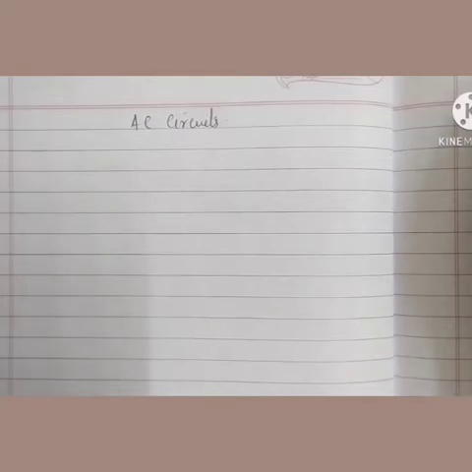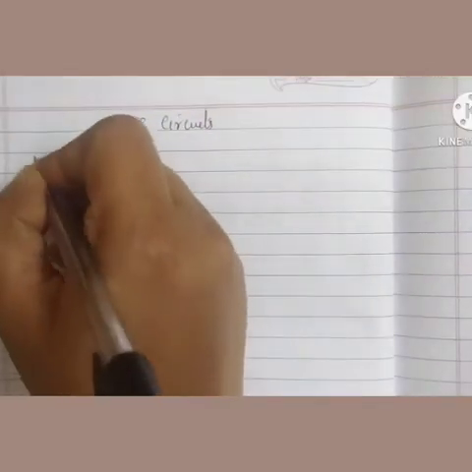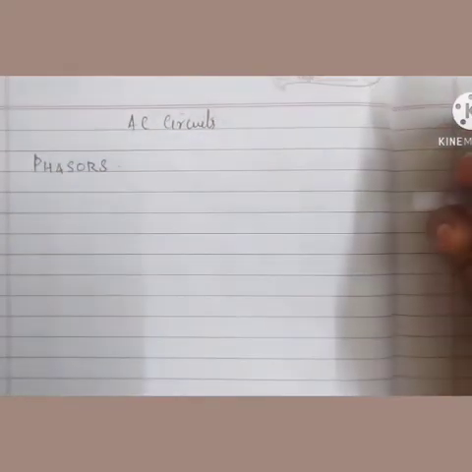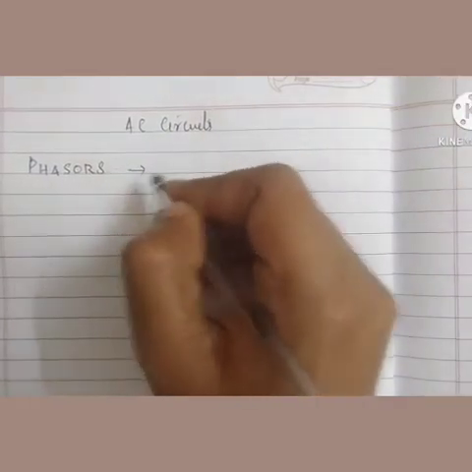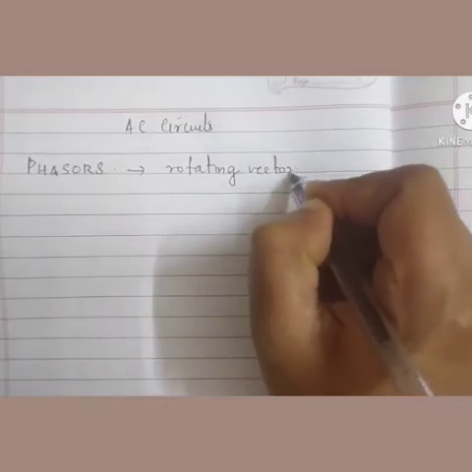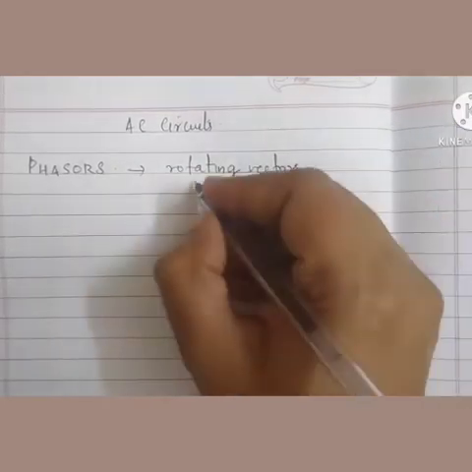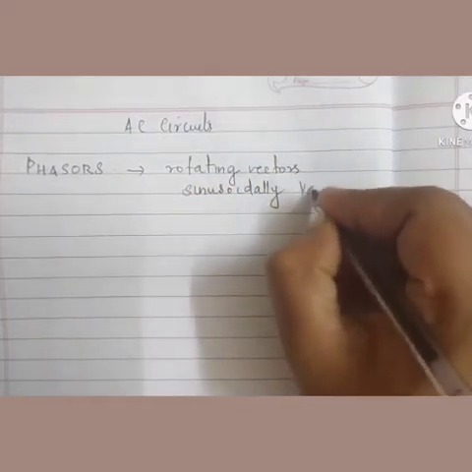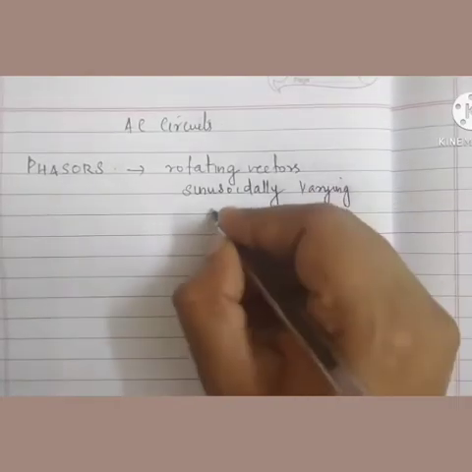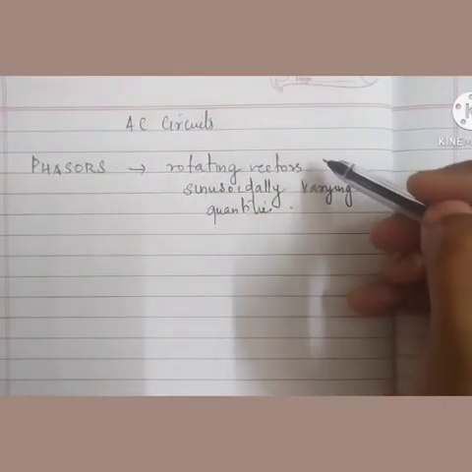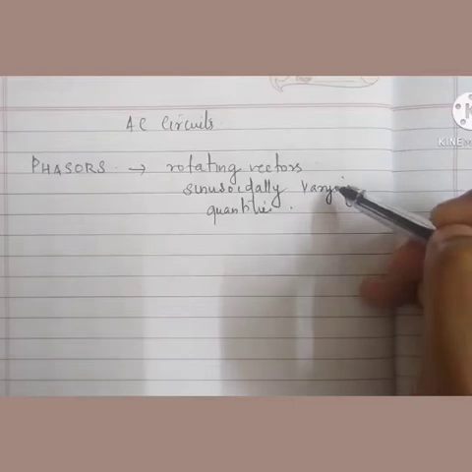So before moving to that portion, you have to study another topic, that is phasors. So phasors means they are the rotating vectors which represent the sinusoidally varying quantities. Okay, rotating vectors which represent a sinusoidally varying quantity.